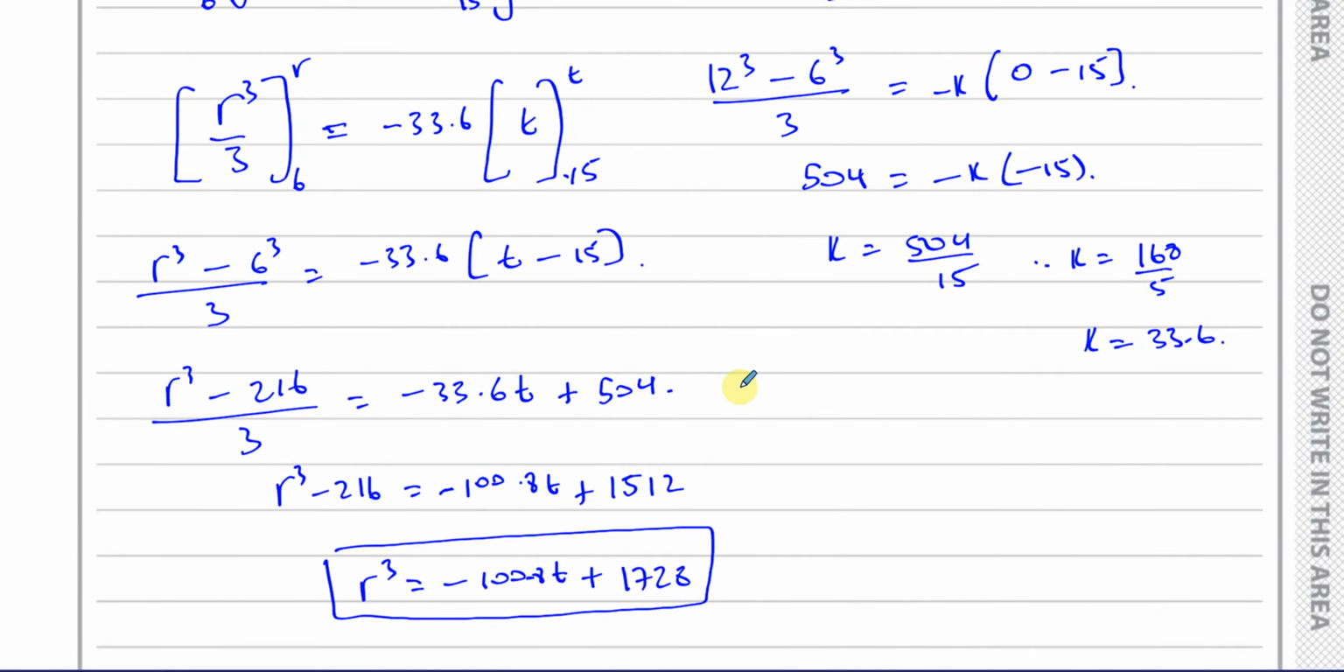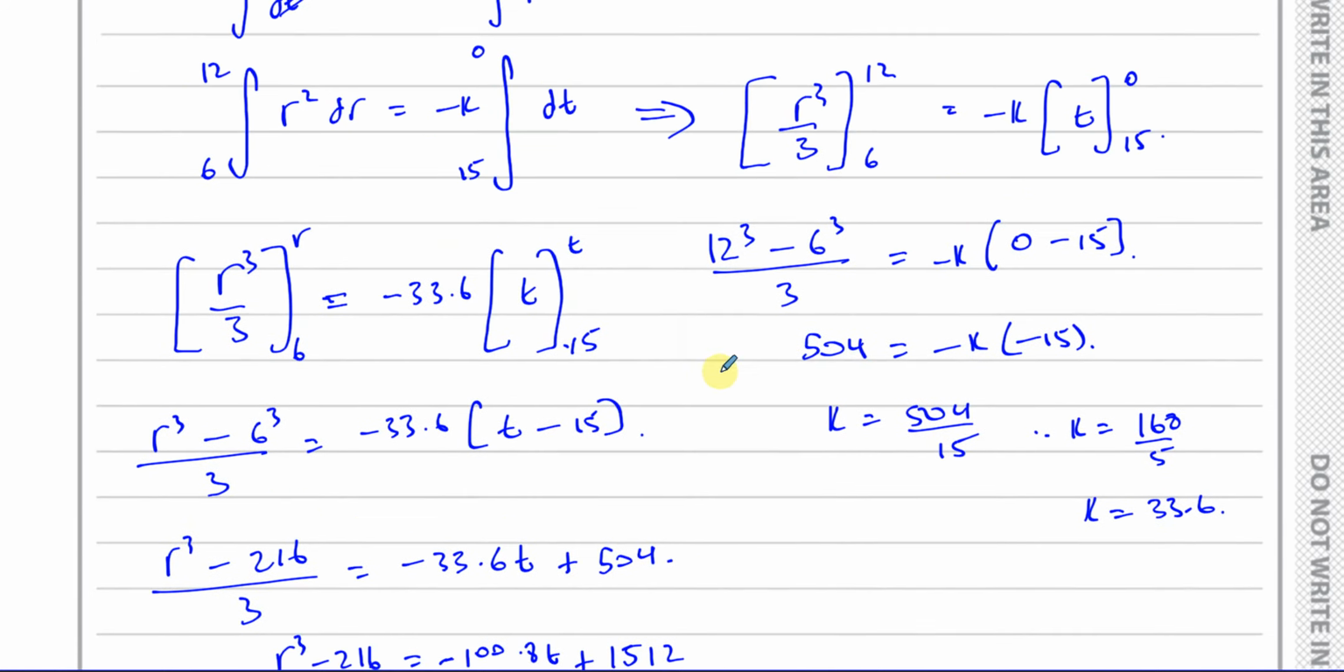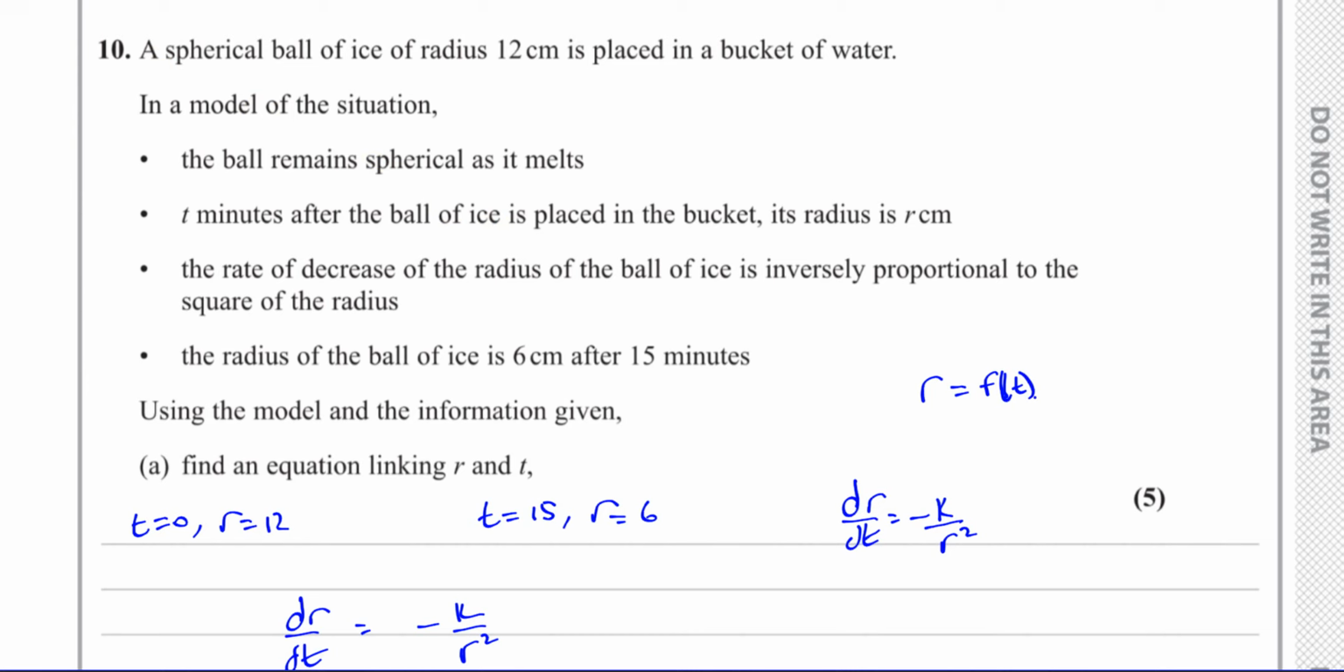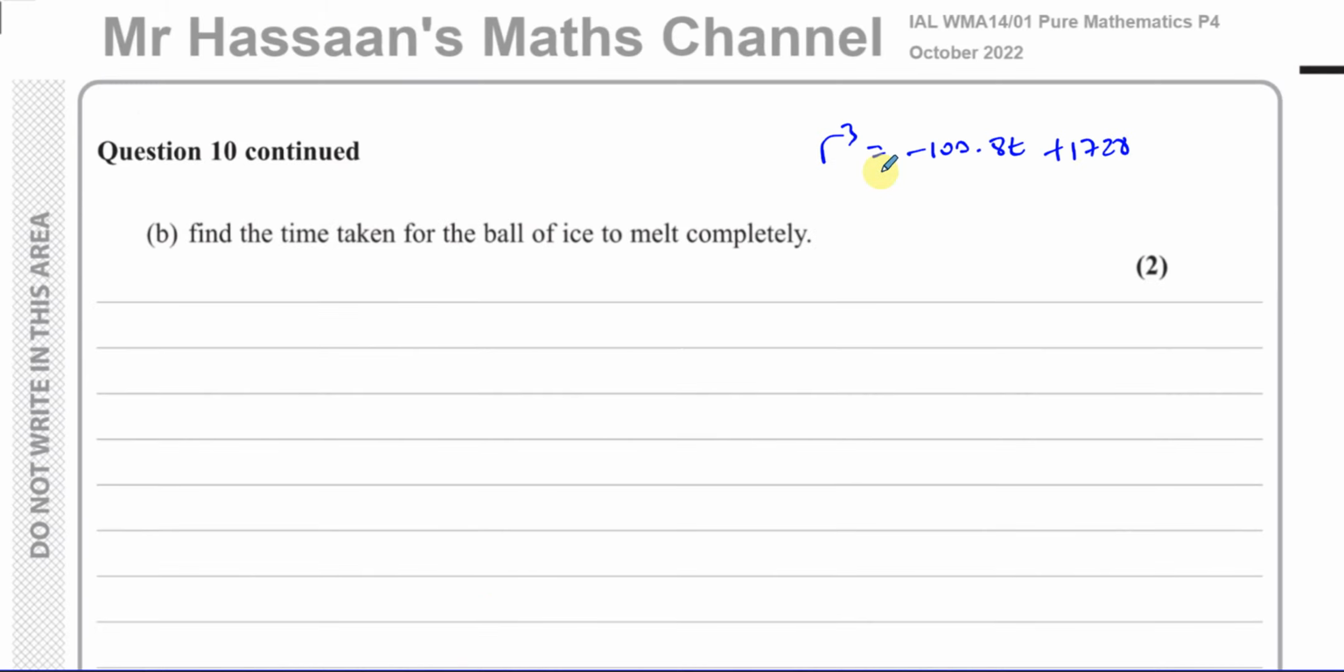That's what happens here. All right, so now we're going to answer part B of this question. It says, find the time taken for the ball of ice to melt completely. When the ice melts completely, the radius is going to be 0. And that's what we've got to find the time for. So that's pretty simple. We've just got to replace R with 0. That gives you 0 equals minus 100.8 times T plus 1,728.